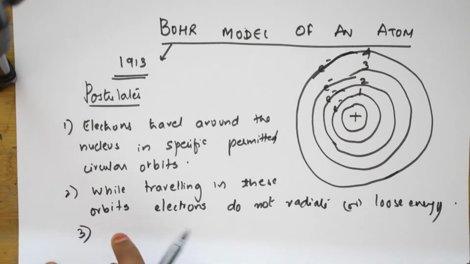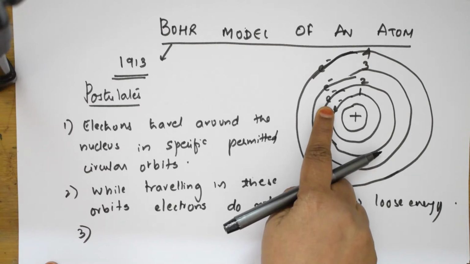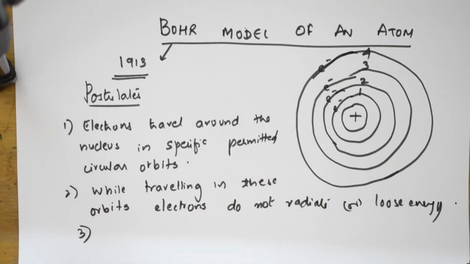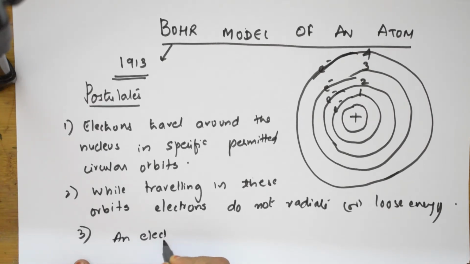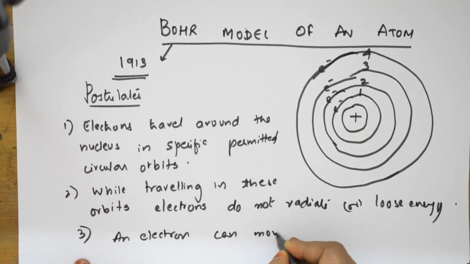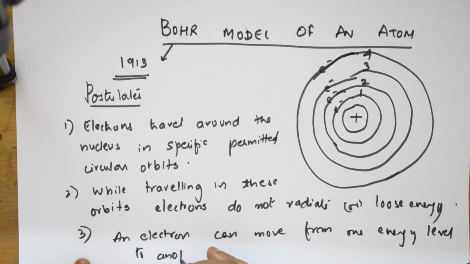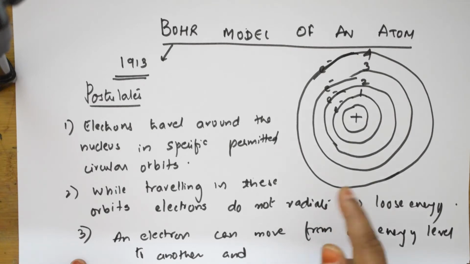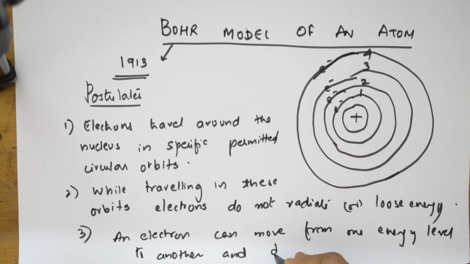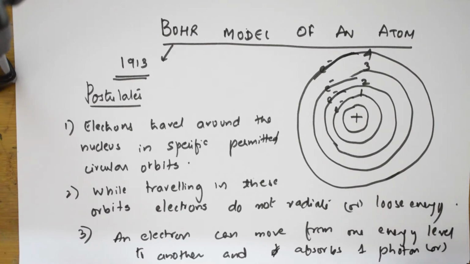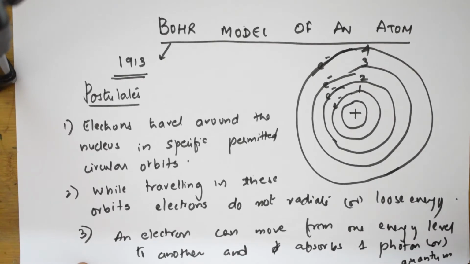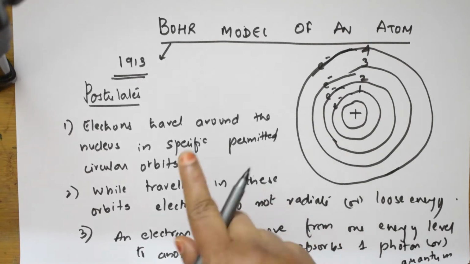The third postulate which he gave was that an electron can move from one energy level to another energy level. While it has to jump from here to here, it has to absorb one quantum or photon of energy. So let us write that: an electron can move from one energy level to another, and during this process it absorbs one photon or quantum of energy. One quantum of energy, that's it. So basically these are the different postulates which Bohr has given.